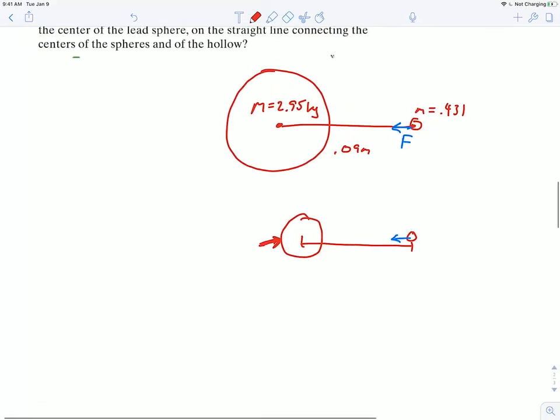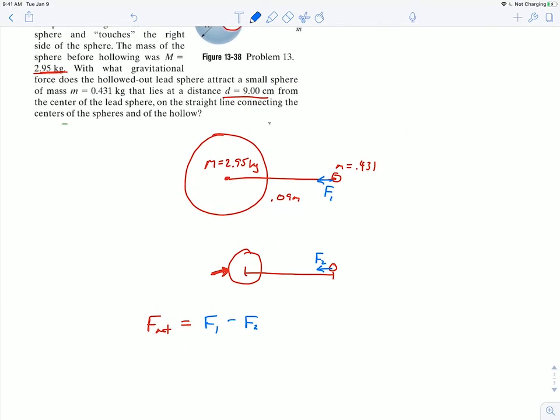And then your total force, F net, is going to be, let me come back up here. Let's call this F1, and this is F2. F net is going to be basically the difference, right? So F1 minus F2. Okay, that's really all you've got to do there.